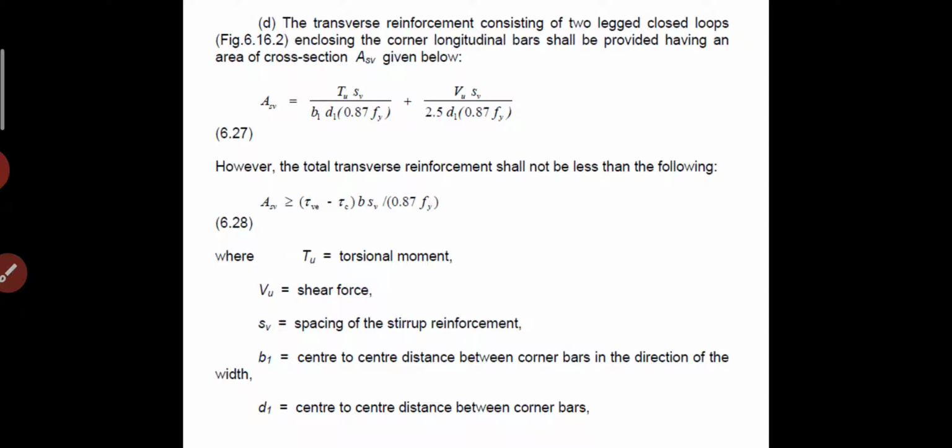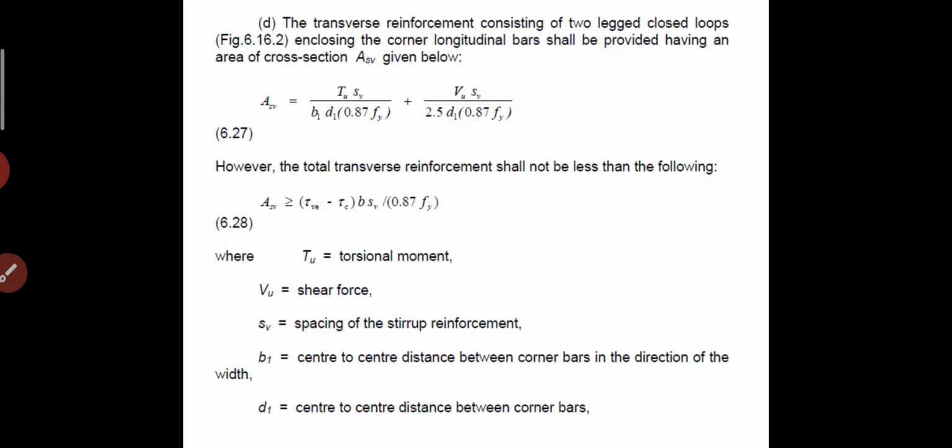So in this formula, b1 is the center to center distance between corner bars in the direction of width, and d1 is the center to center distance between corner bars in the direction of depth. And Sv is the spacing of the stirrups reinforcement, Tu is the torsional moment, Vu is the shear force.